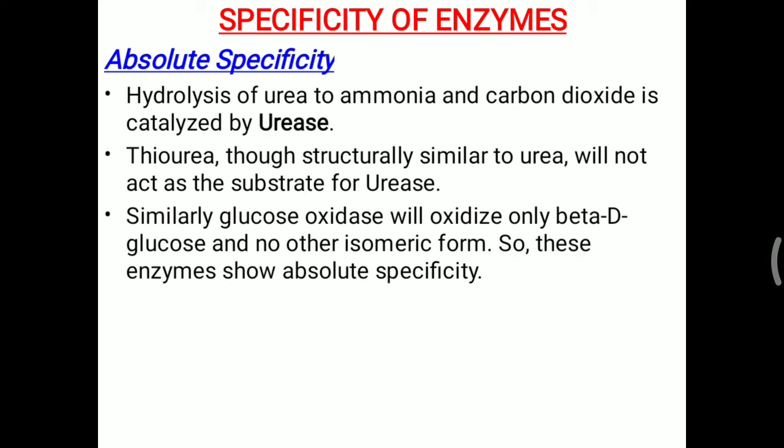Similarly, glucose oxidase will oxidize only beta-D-glucose and no other isomeric form. So this enzyme shows absolute specificity, and that is an advantage for some particular work. Like glucose estimation in the clinical biochemistry laboratory is done by glucose oxidase, so it can accurately measure whatever glucose is present in our blood, that is particularly beta-D-glucose, and we can accurately measure our blood glucose level.